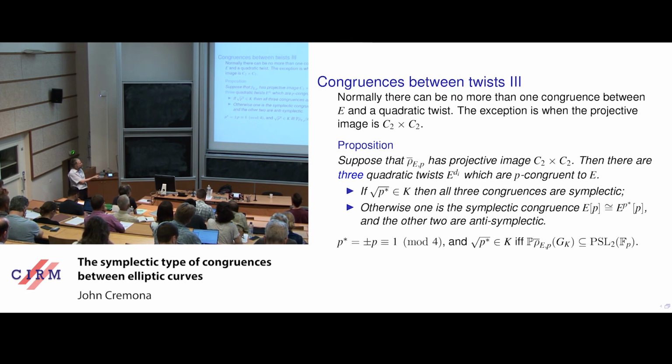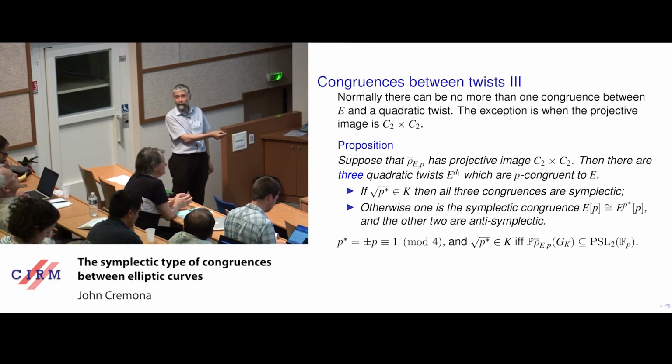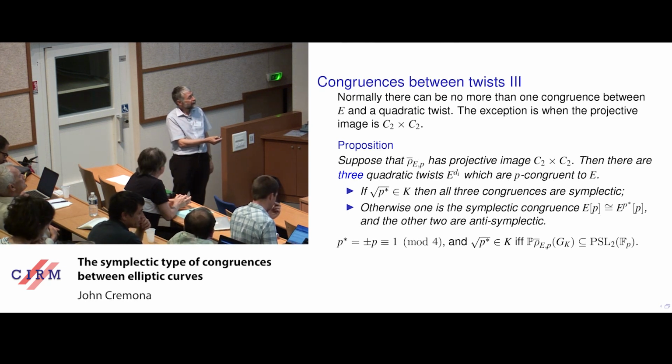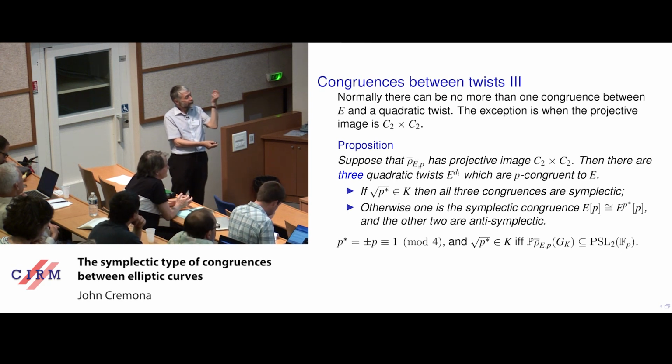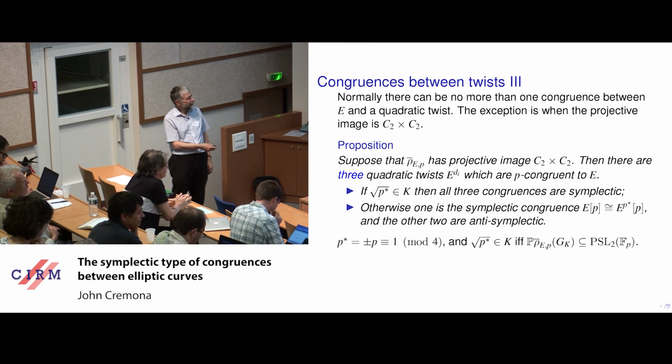The first case can only happen if K contains the quadratic subfield of the p-cyclotomic field. That is, if K contains the square root of plus or minus P, whichever is 1 mod 4. In that case all three are symplectic. In the other case, one is symplectic, and the symplectic one is the twist by the square root of this P star, specifically, nothing else. I think I have an example of that, and the other two are antisymplectic.